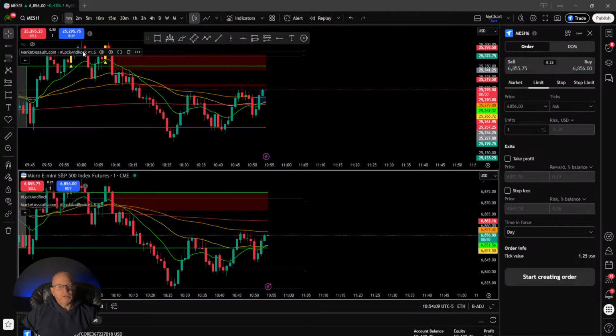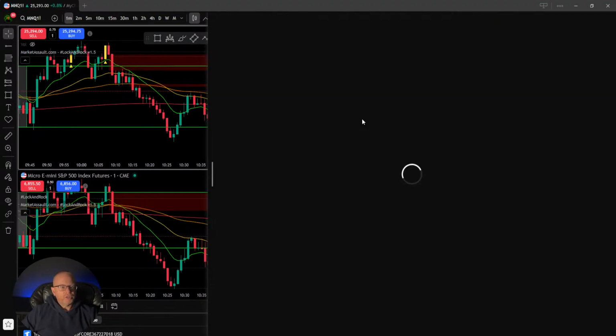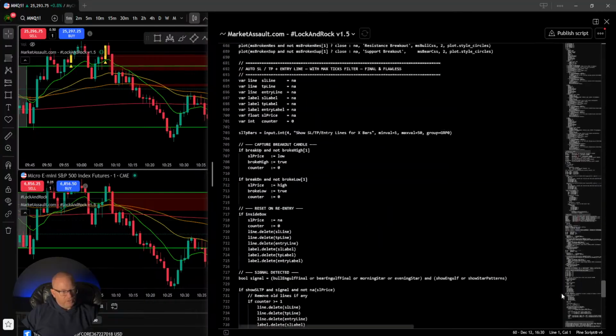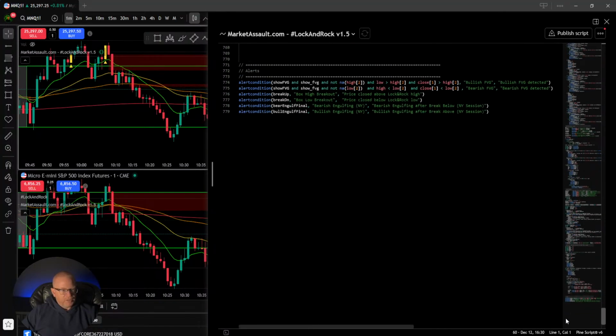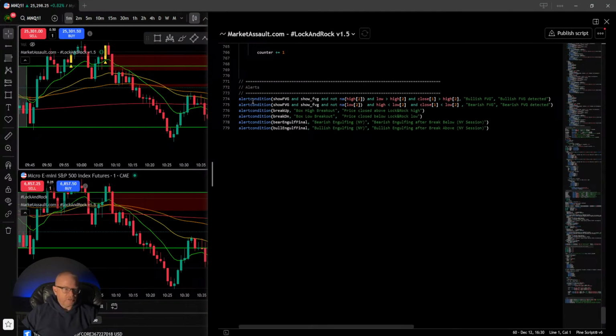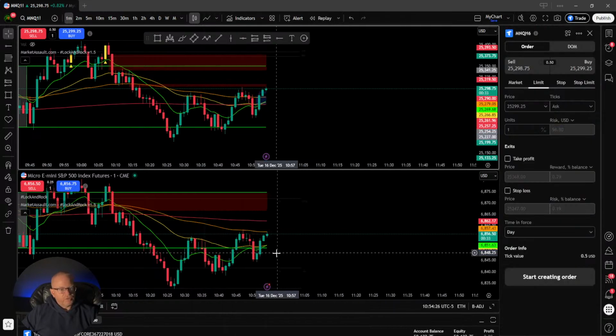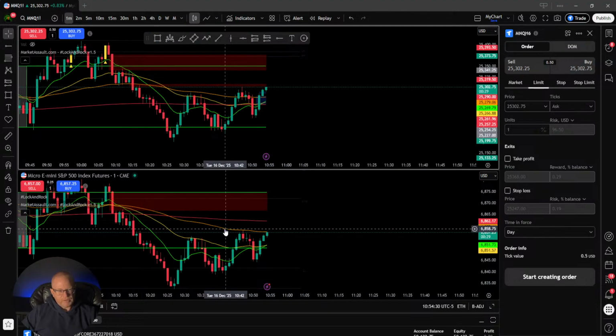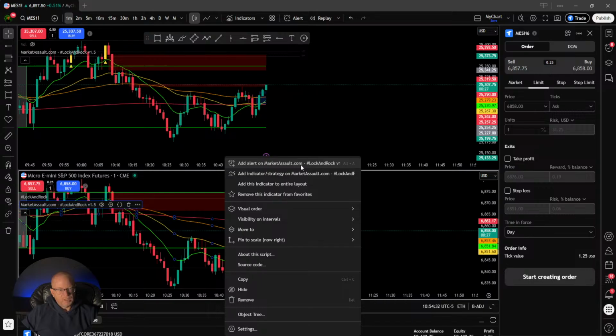Here, I'll show you. I'll expose my code here for a second, on the bottom, because this is a long code. I've got a lot in there, but here are the alerts, right? You can create them based on certain things. Then when you click on the indicator, anywhere on the indicator, and right mouse click, it's based on Market Assault, so it's something in Market Assault that allows you to do it.